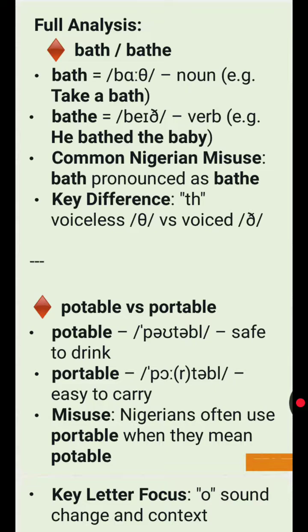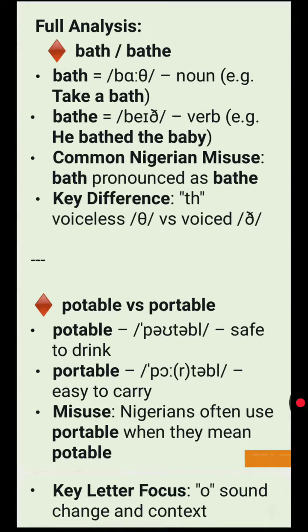Next is potable versus portable. Potable means safe to drink. It refers mostly to water that is safe to drink. Portable means easy to carry. Misuse: Nigerians often use portable when they mean potable. That should be taken note of.